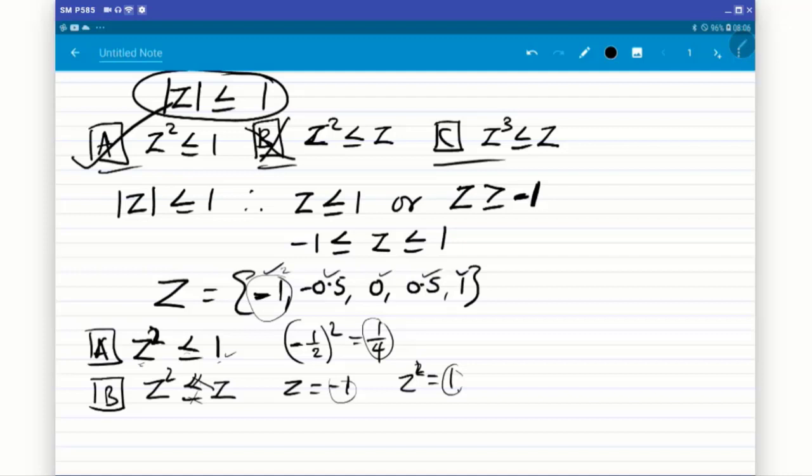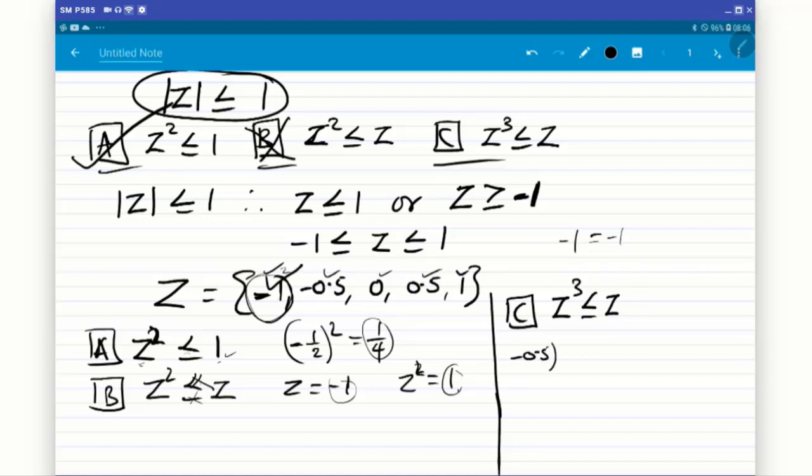Now, to our C, it says Z cube is less than or equal to Z. Okay, cool. Now, if we pick minus 1 raised to power 3, it will give us minus 1, which is equal to Z, minus 1. So it's true for minus 1. What about minus 0.5? So minus 0.5 raised to power 3. If you turn it to a fraction, that is minus 1 over 2 raised to power 3, which will give me minus 1 over 8.